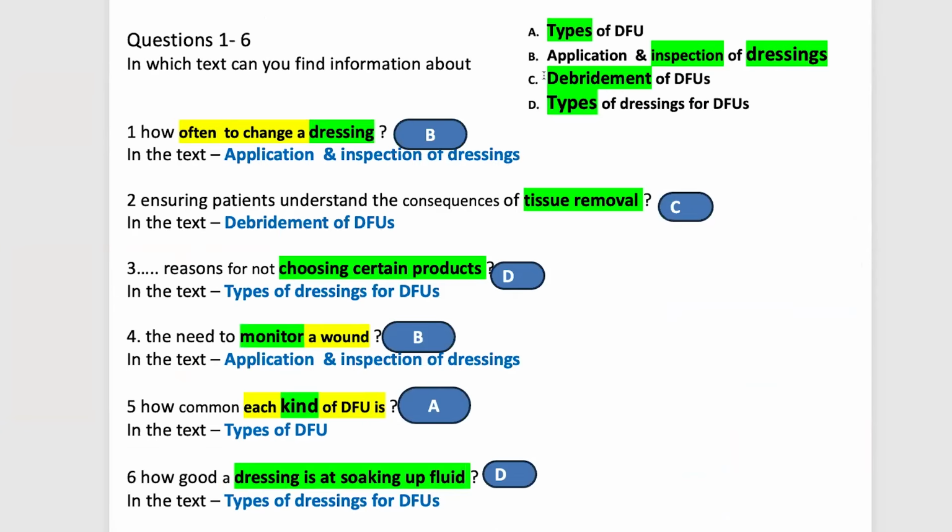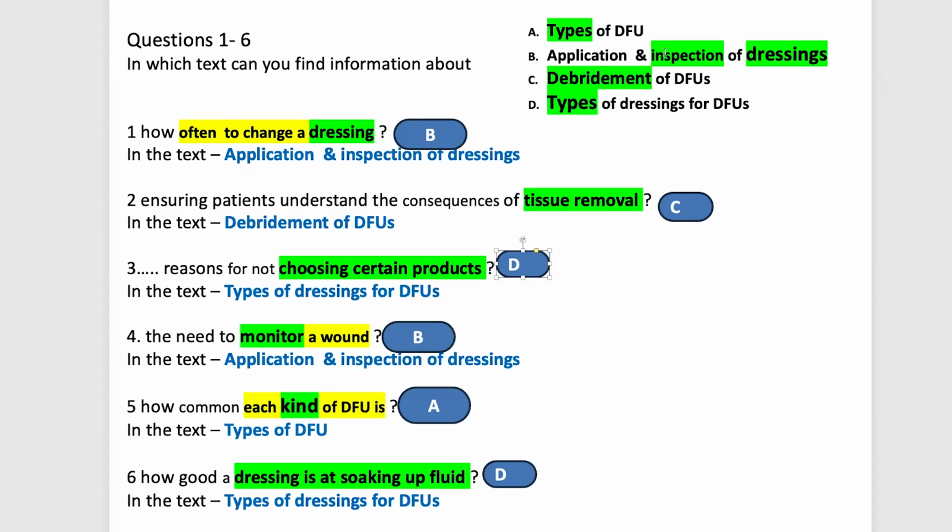For example, you need not know many things. You need to know: first one is types, second one is inspection of dressings, third one is debridement. The fourth one speaks about types. That's all you need to remember. See, beautifully when it goes to type, see B now. How often to change a dressing? So dressing is here in the second option B. And here tissue removal, debridement. If you know what is debridement, tissue removal definitely happens in that particular text. And choosing certain products. So choosing is always types of dressings, or which is best, which is better. So you go into D, types.